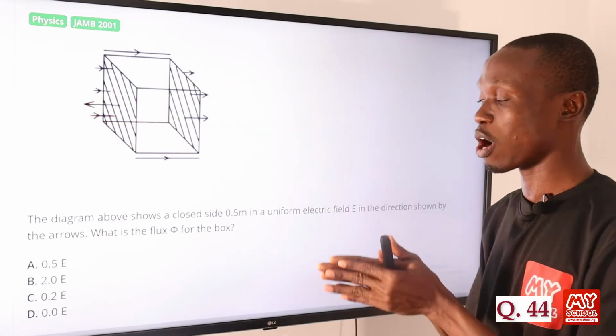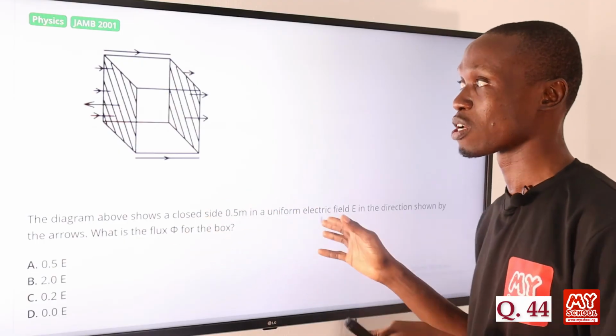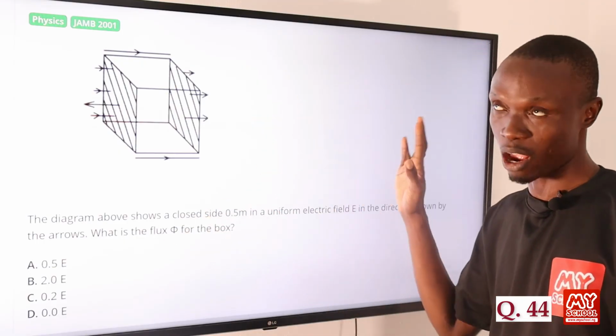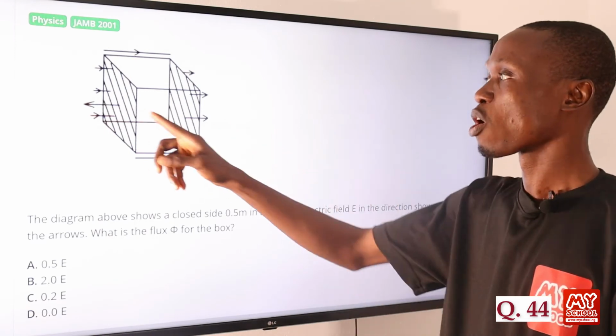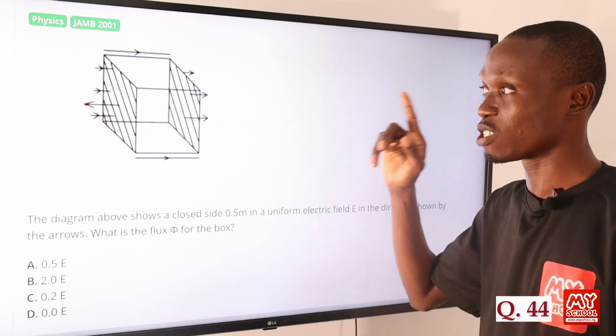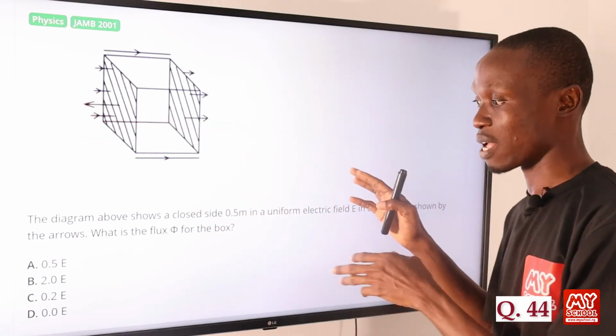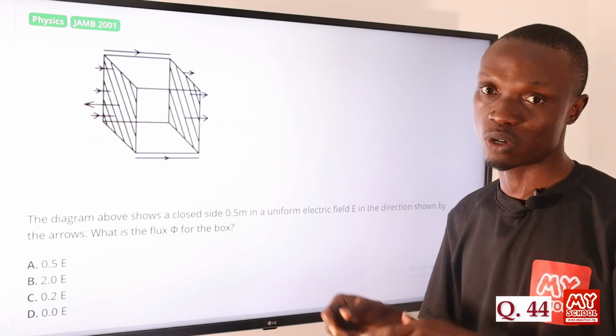Okay, so in this case, you don't have to bother yourself to calculate for the flux, because obviously the flux for the cylinder here is going to be 0. Okay, why? Because one of the electric field is pointing to the left, which is this arrow. So that makes the correct answer to this question 0, option E.